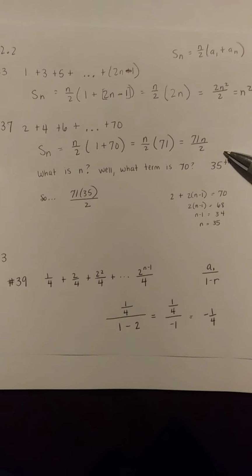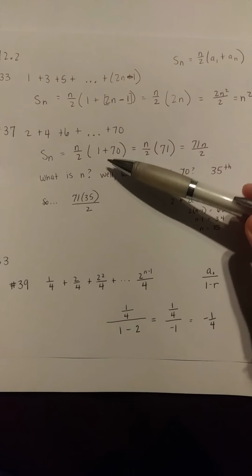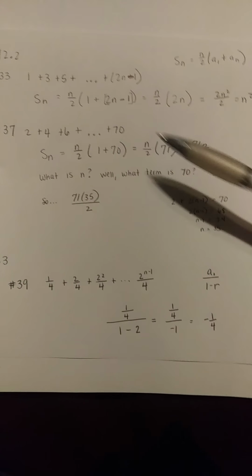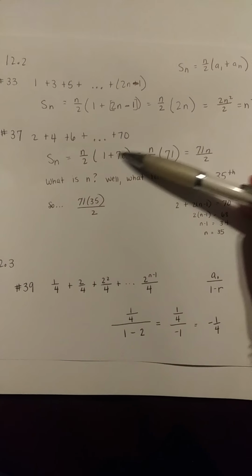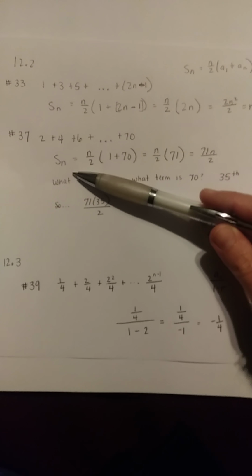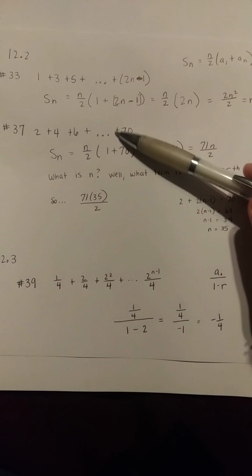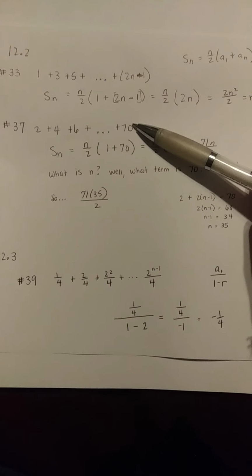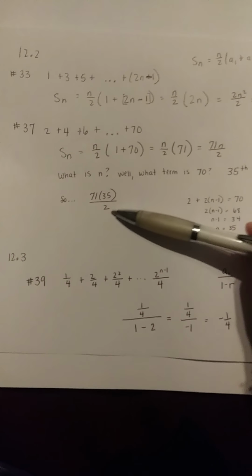So then I take that 35, because the n, remember, is the position that it's in. The last number here is in. We wanted to add up the first 35 terms, because 70 is the 35th number. So that's what goes right here.